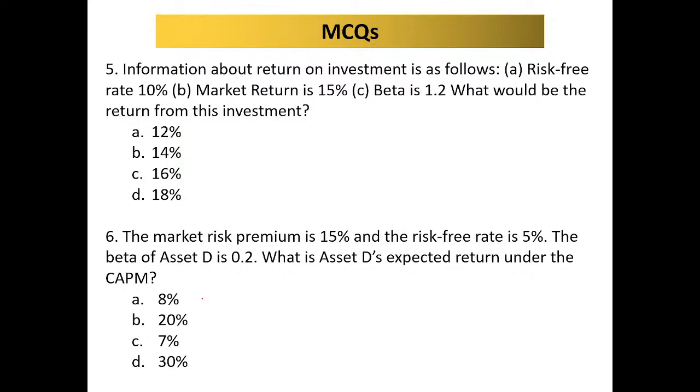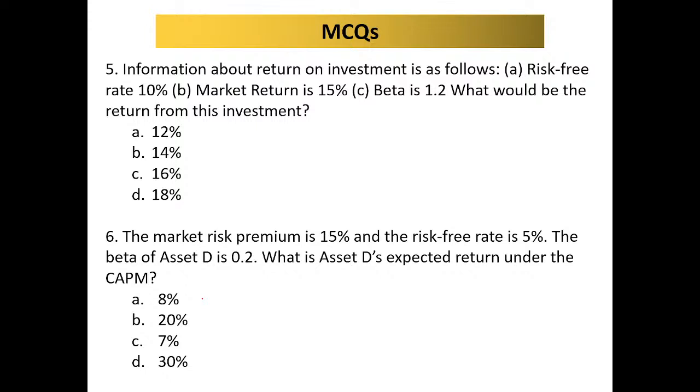Now, information is given to you about risk-free rate 10%, market return 15%, beta 1.2. What would be the return from this investment? And the options are 12%, 14%, 16% and 18%. We have already solved this. Do remember the formula: RF plus the risk premium multiplied by beta.